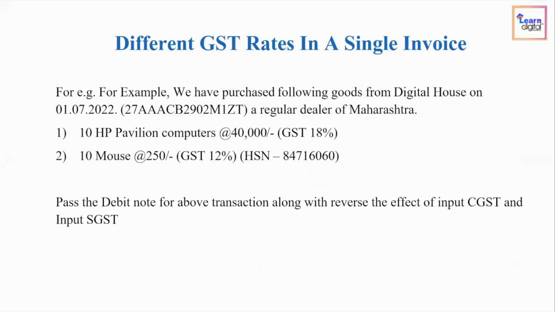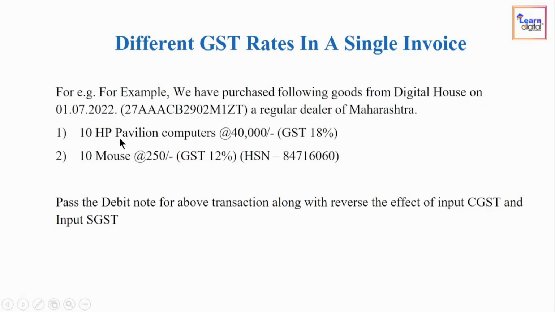Now the next one, different GST rates in a single invoice. Till now we have entered purchase transaction, sales transaction of the goods having just one single GST rate. Now we will purchase the goods of different GST rates. For example, we have purchased following goods from Digital House on 1st of July. Number is given, a regular dealer of Maharashtra.